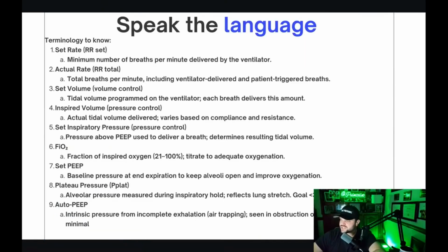Okay, so I just put this in here for language stuff, because do we ever really talk about the definitions of all this stuff that we're talking about?